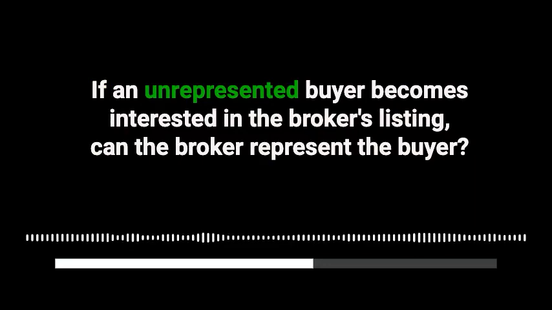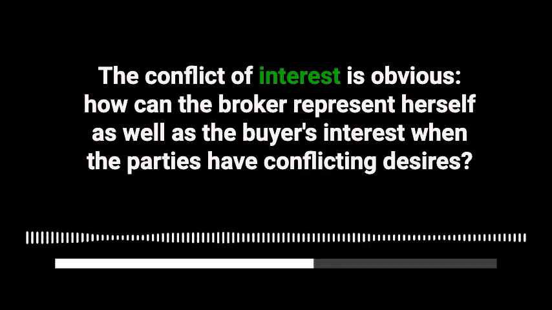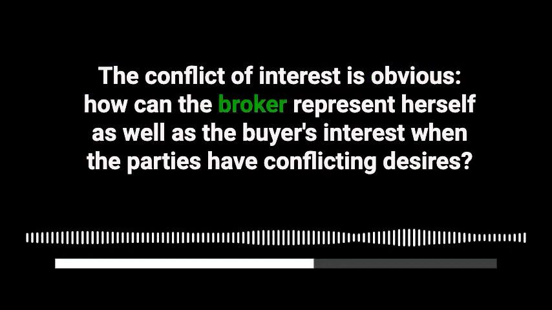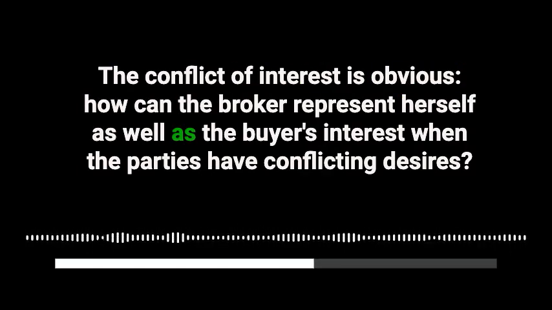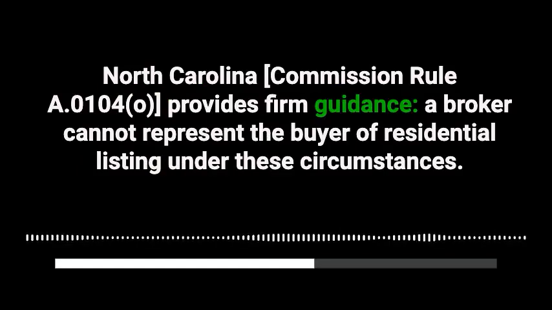If an unrepresented buyer becomes interested in the broker's listing, can the broker represent the buyer? The conflict of interest is obvious. How can the broker represent herself as well as the buyer's interest when the parties have conflicting desires? North Carolina provides firm guidance. A broker cannot represent the buyer of residential listing under these circumstances.